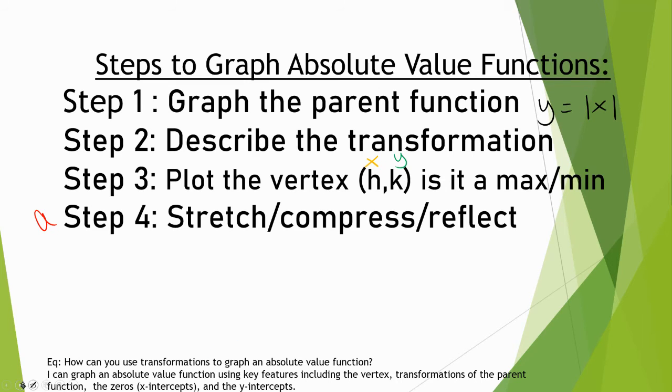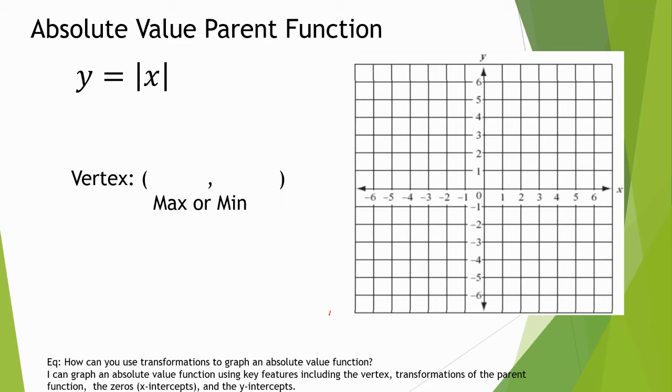All right, so let me refresh your memory on the absolute value parent function. We did graph this, I don't even know, a couple days ago. But I want you to notice there's not a number in with the x. So our vertex with the x is going to be 0. There's not a number at the end.